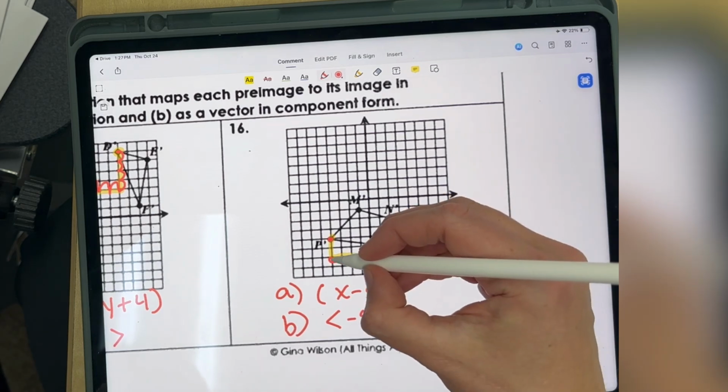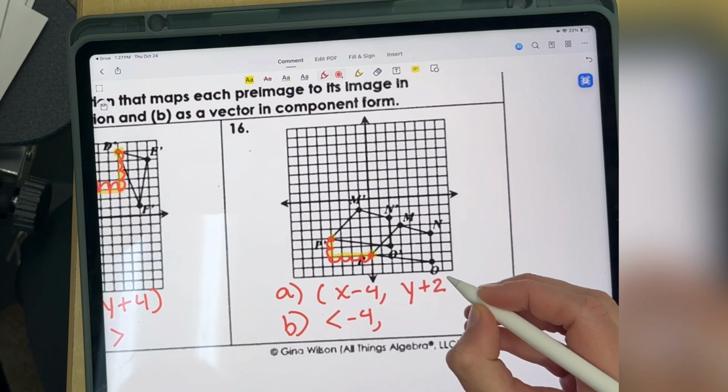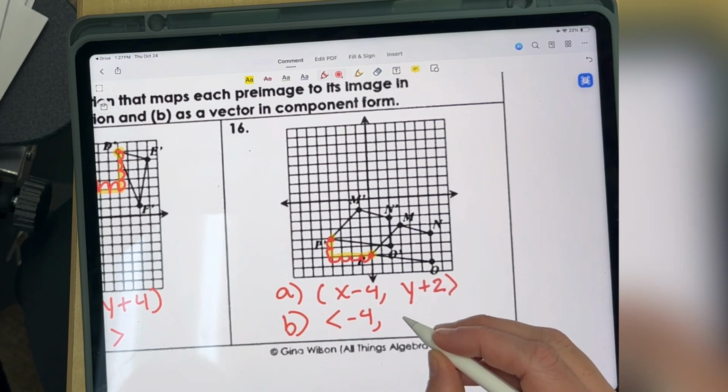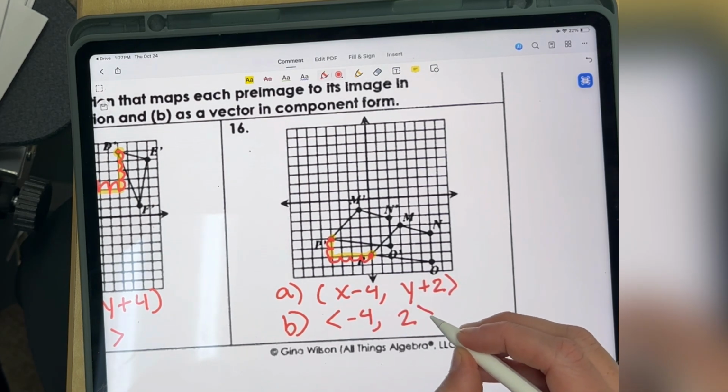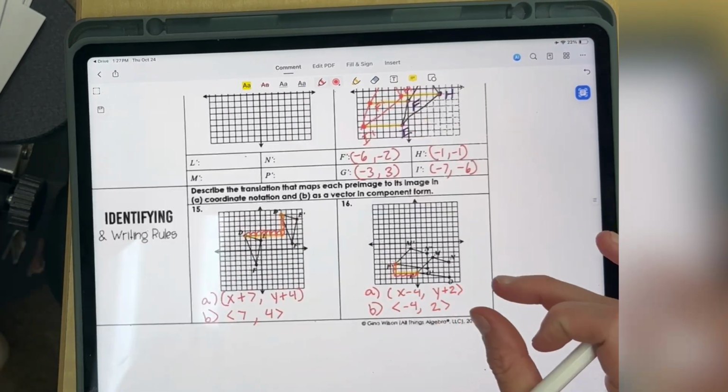Okay, did it go up or down to get to P prime? It had to go up 1, 2. So that would be y plus 2 because I want to go up 2. And so this one would just be a positive 2. Literally whatever you write here, you put it here. And that's it.